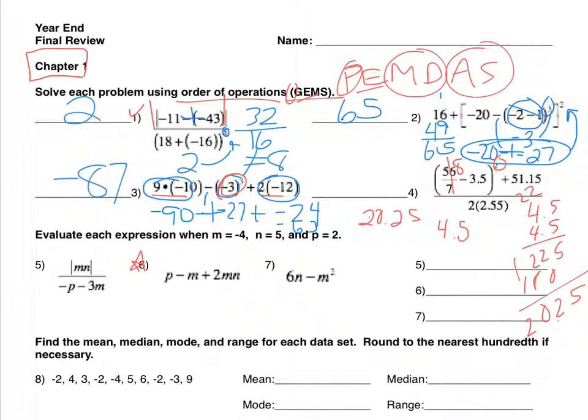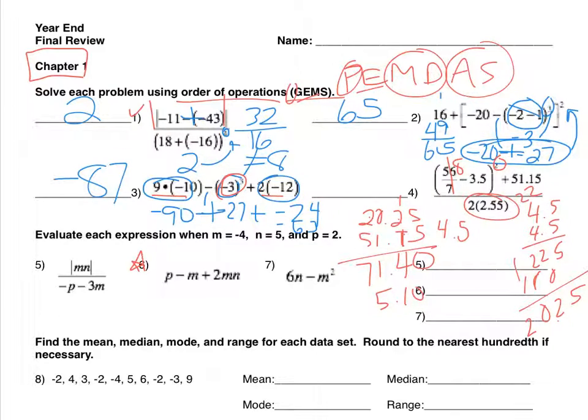So 20.25 plus 51.15, we have 71.40. In the denominator, we have 2 times 2.55. So that should be 5.10. 5.10, is that right? 2.55 plus 2.55 is 5.10.